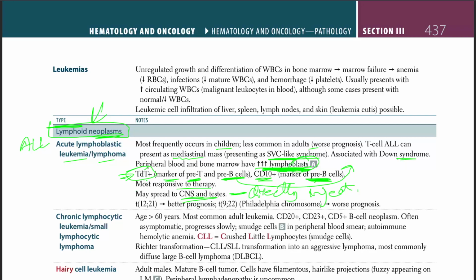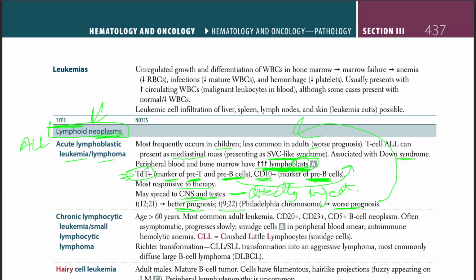Okay, now let's talk about the 12;21 translocation, which has a better prognosis than the Philadelphia chromosome, which is the 9;22 translocation, which has the worse prognosis. And this is seen, as we mentioned, more in adults as a worse prognosis. Okay, so that's pretty much for the ALL.